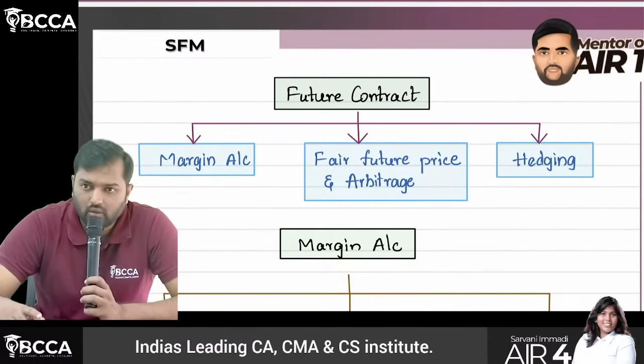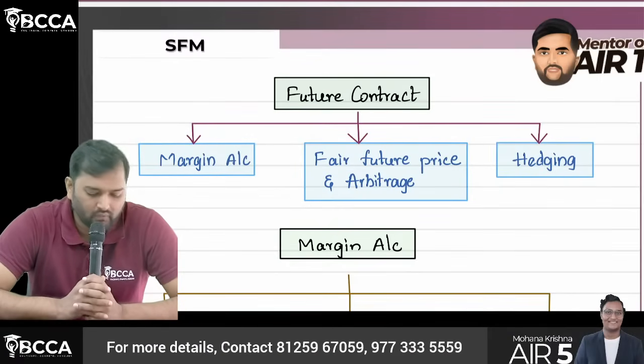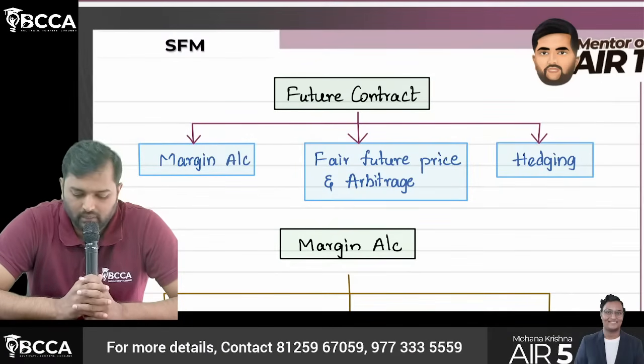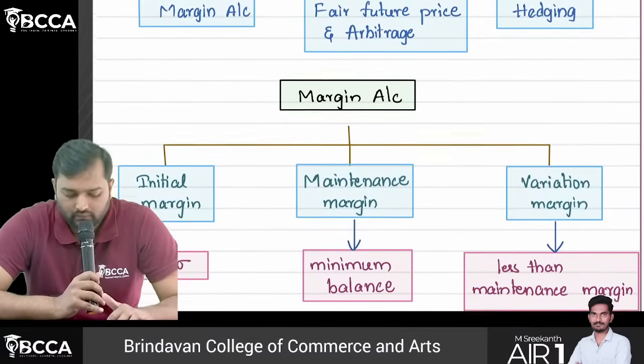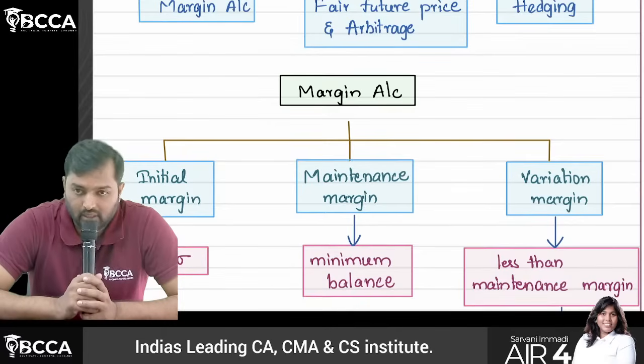Now comes the futures contract. First part, futures contract. We have three categories of questions: margin account, fair future price, and arbitrage and hedging. Margin account. So we have three types of margin: initial margin, maintenance margin, variation margin.